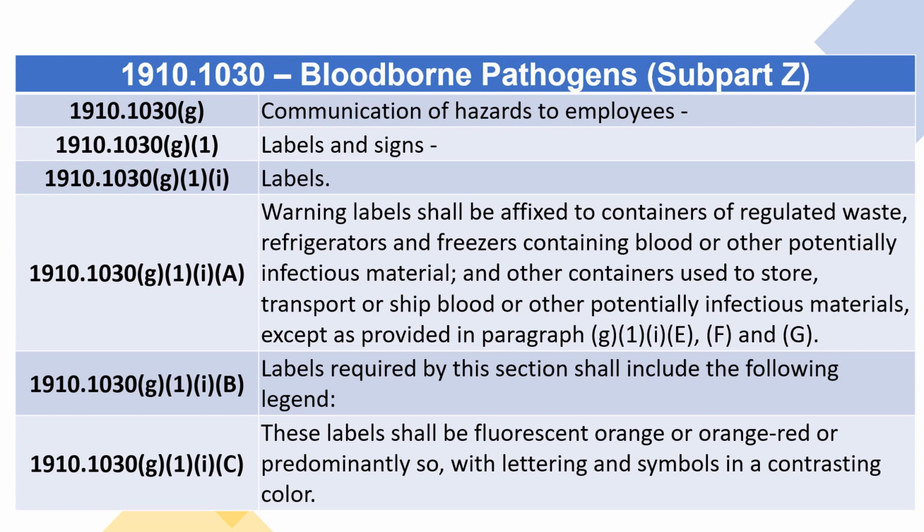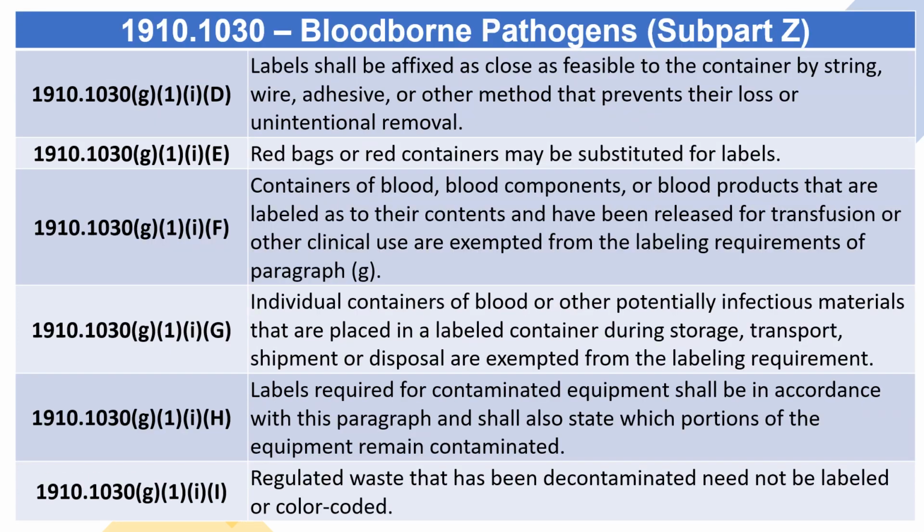Labels required by this section shall include the following legend. These labels shall be fluorescent orange or orange-red or predominantly so, with lettering and symbols in a contrasting color. Labels shall be affixed as close as feasible to the container by string, wire, adhesive, or other method that prevents their loss or unintentional removal. Red bags or red containers may be substituted for labels. Containers of blood, blood components, or blood products that are labeled as to their contents and have been released for transfusion or other clinical use are exempted from the labeling requirements of paragraph (g).